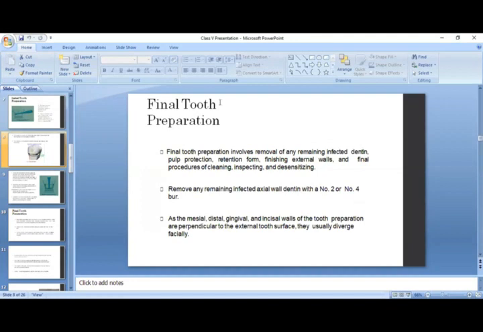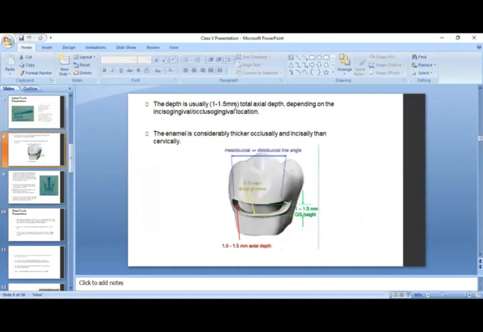Now, the initial depth is 1 to 1.5 millimeter total axial depth, depending on the incisogingival or occlusogingival direction. Okay, this is a very good picture. This is basically the occlusal surface. This is the posterior tooth. Keep this in mind, right? Okay, this is the class 5 carious region. This is the axial depth. Axial depth means the distance from that side to that area, it should be 1.0 to 1.5.